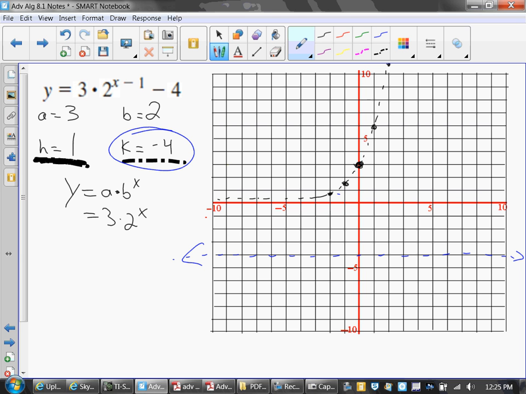So I go to the right 1 and down 4. Right 1, down 4. Right 1, down 4. Right 1, down 4. 1, 2, 3, 4. And there's my new curve.